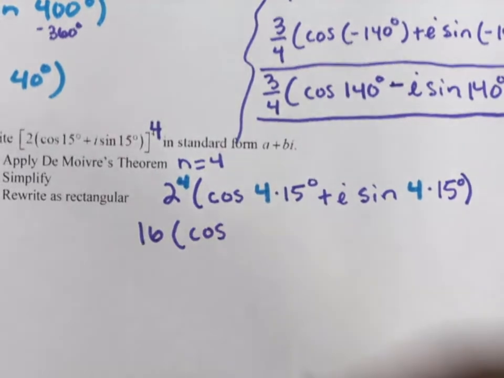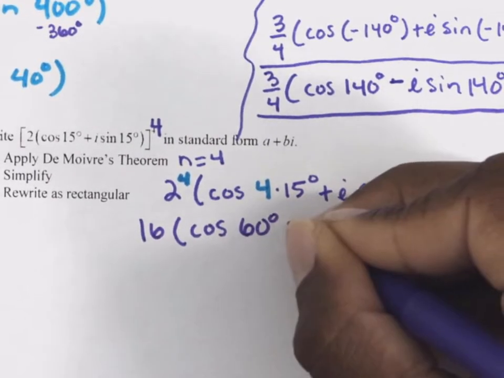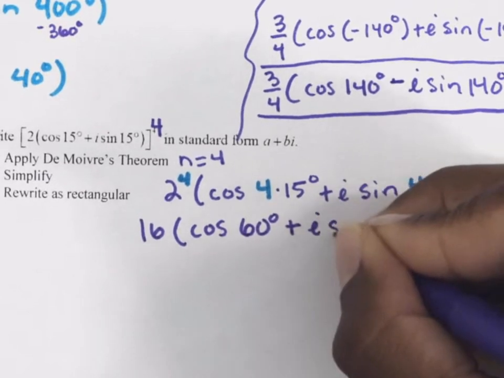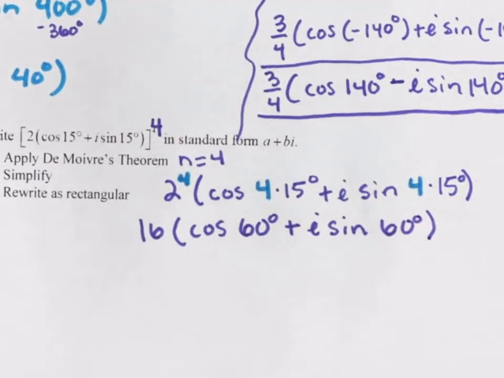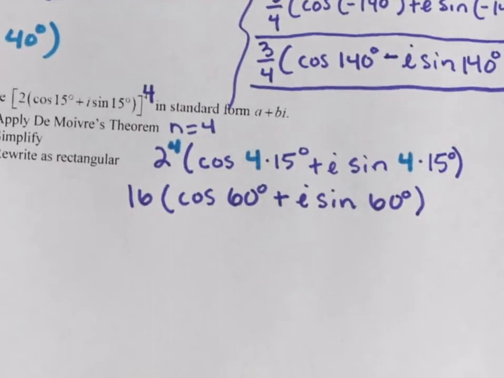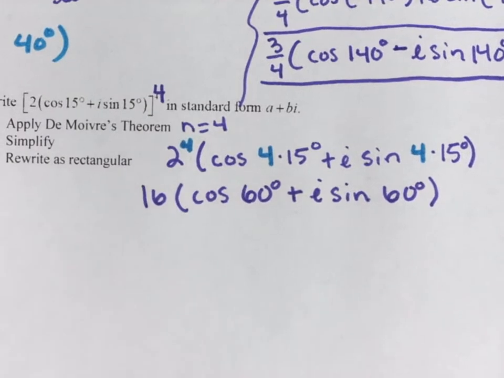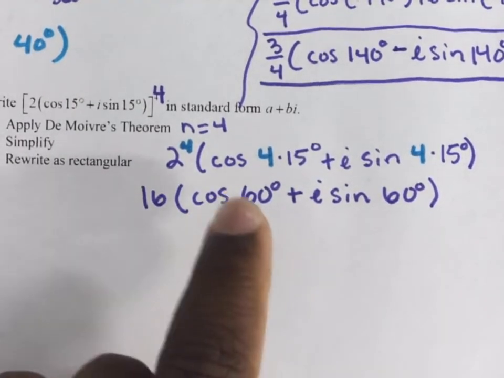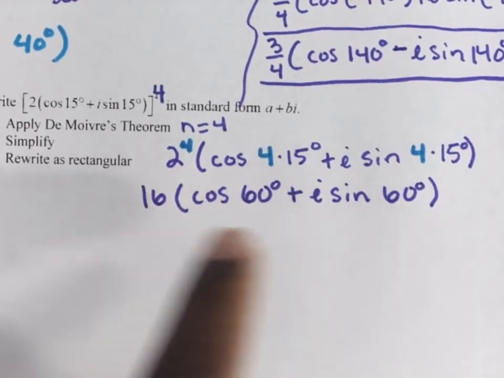4 times 15, we said, was 60. 60. So the other angle will also be 60. All right, and we just applied the Morse theorem. If I multiplied all this out, this is what I would get. I don't need to do any even-odd identities. I don't need to do coterminal angles. This is what I get.